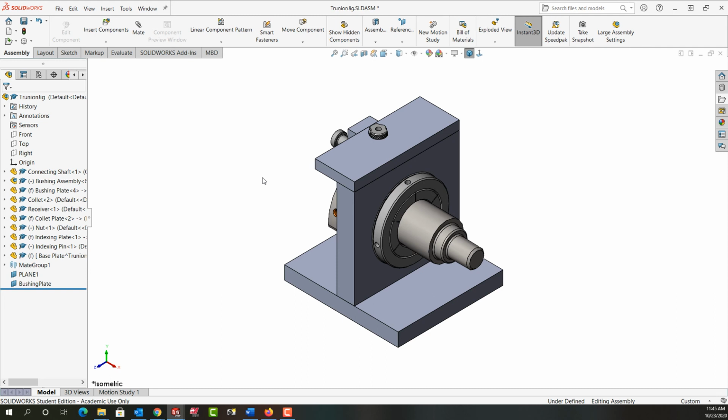And in the next video, we'll start from there. First, we're going to look at loading and unloading of the part.